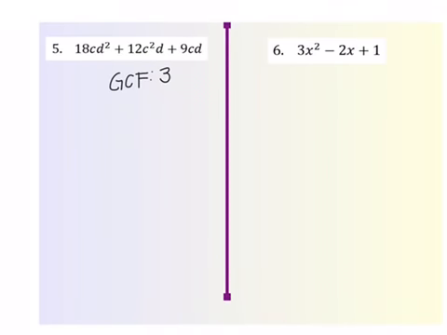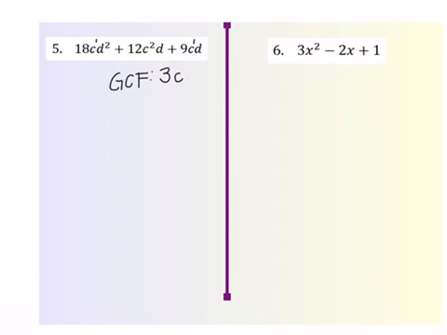Now I want to look at the variables. They all have C's with them. And here's the trick. When you are looking at how many of these do I take out, you want to take out the smallest exponent possible. So I have a c to the first, a c squared, and a c to the first. So the smallest exponent is the c to the first, so I'm just going to take out that c.